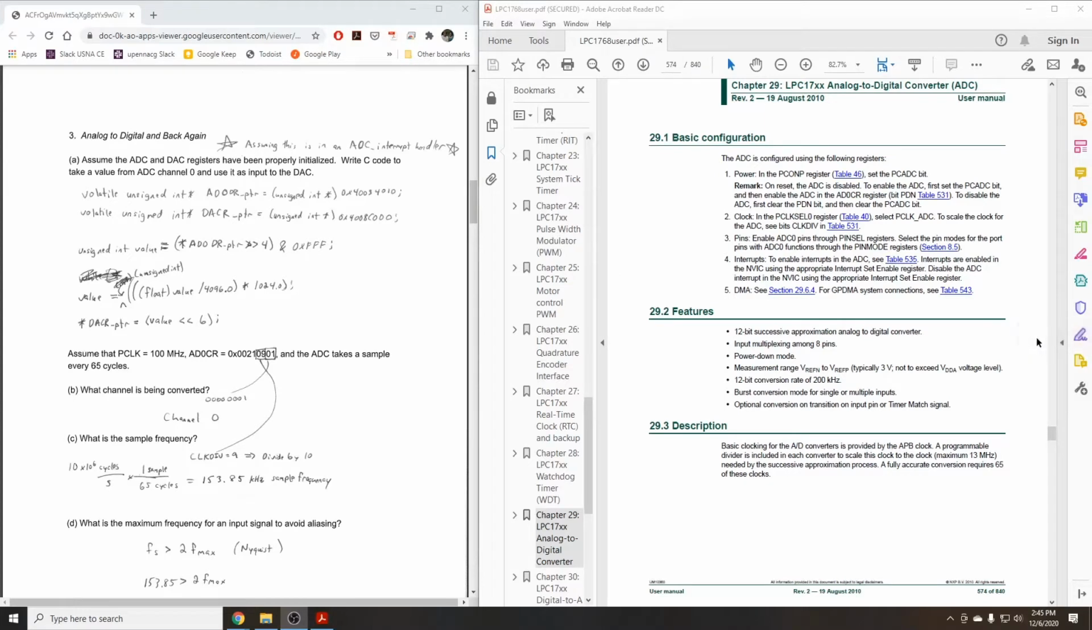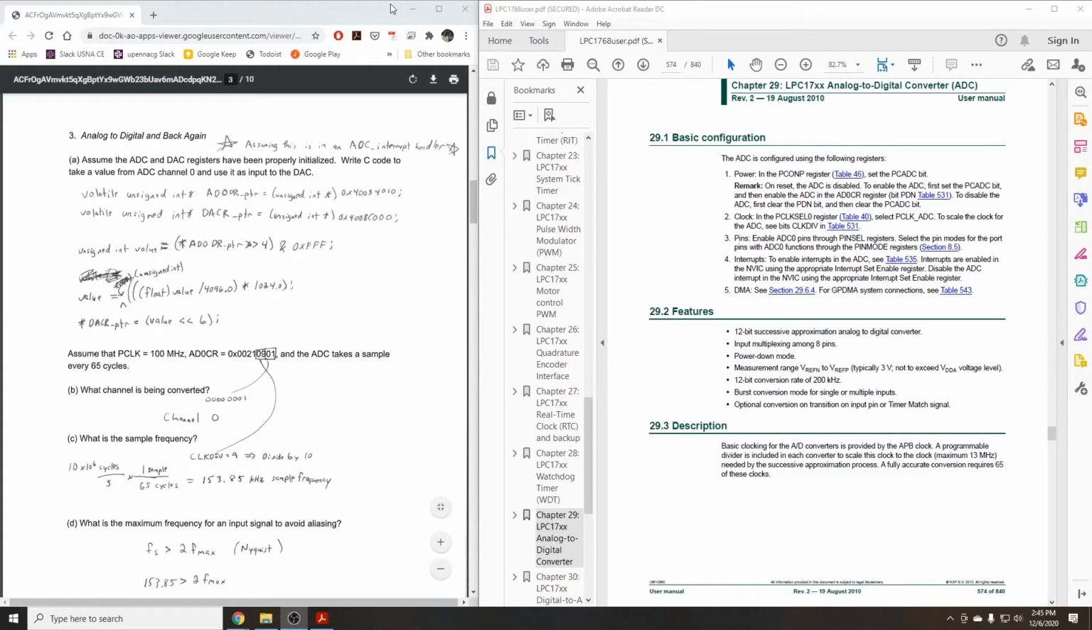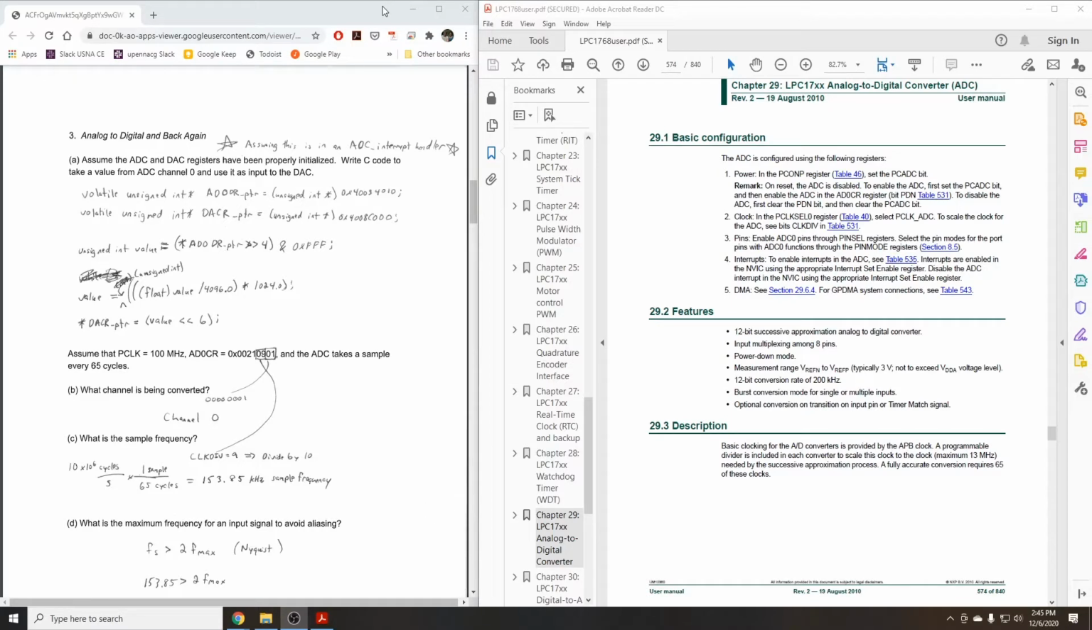Okay, so on to problem 3. This is on ADC and DAC. Part A is asking: assume that the registers have been properly initialized, write C code to take a value from the ADC channel 0 and use it as input to DAC. So this is really just looking for, do you understand how ADC and DAC work and generally what the registers look like?